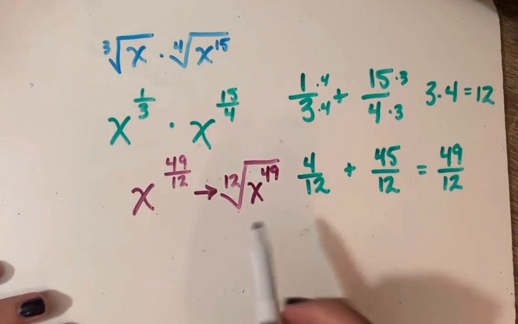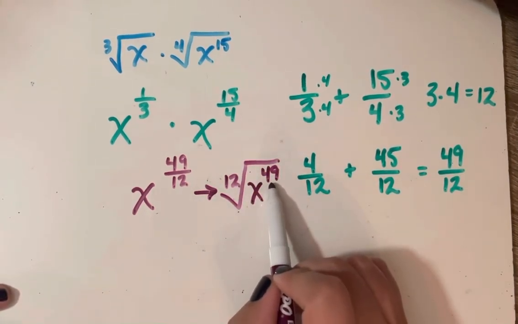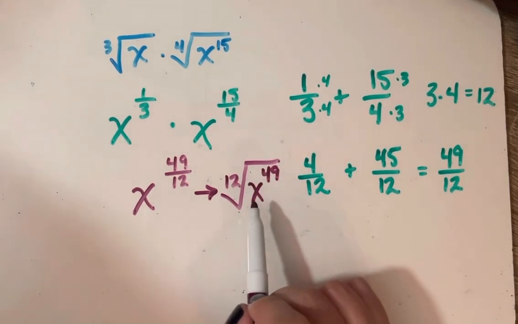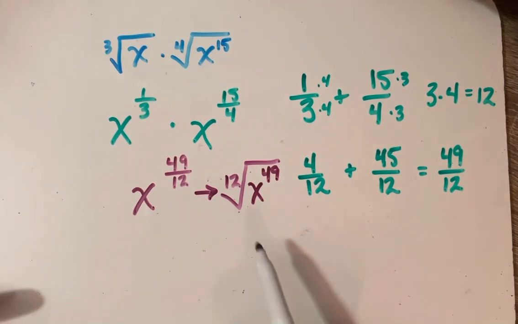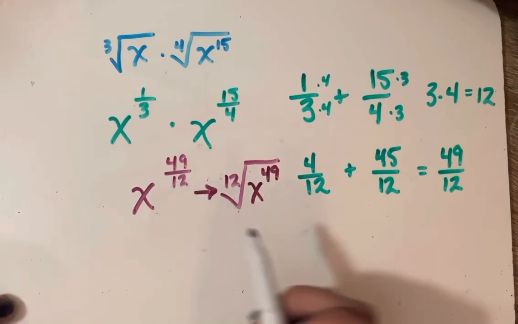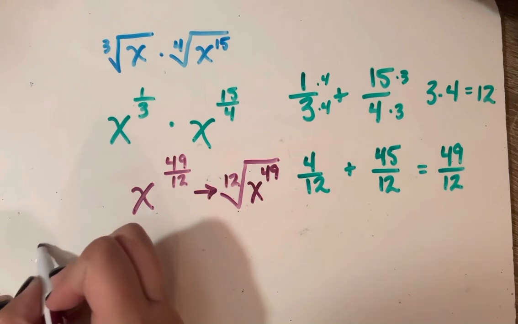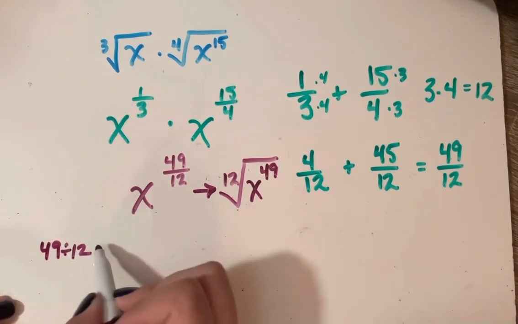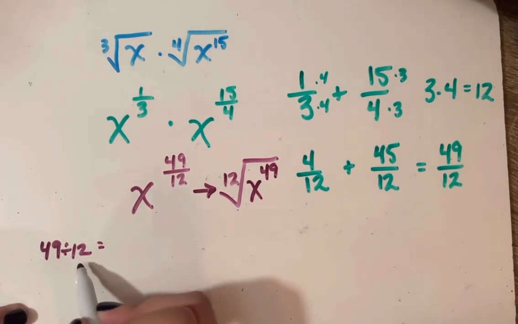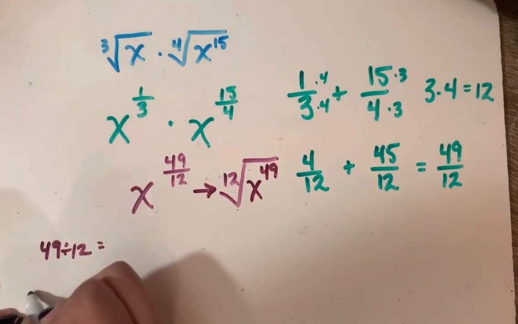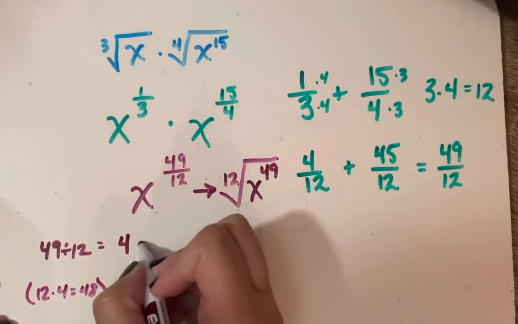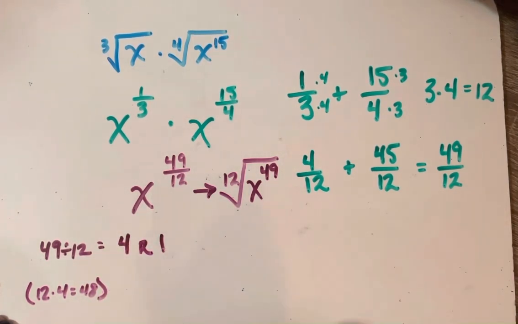Okay, I'm almost done, but I can simplify this. Because the exponent here, 49, is greater than 12, that means that I can take out some number of x's. So let's figure out how. So now I'm going to look at 49 divided by 12, which I already had right here. How many times does 12 go into 49? So the closest multiple of 12 to 49 is 48. I know that 12 times 4 is 48. Let me just put that here. So that means this goes in 4 times with a remainder of 1.